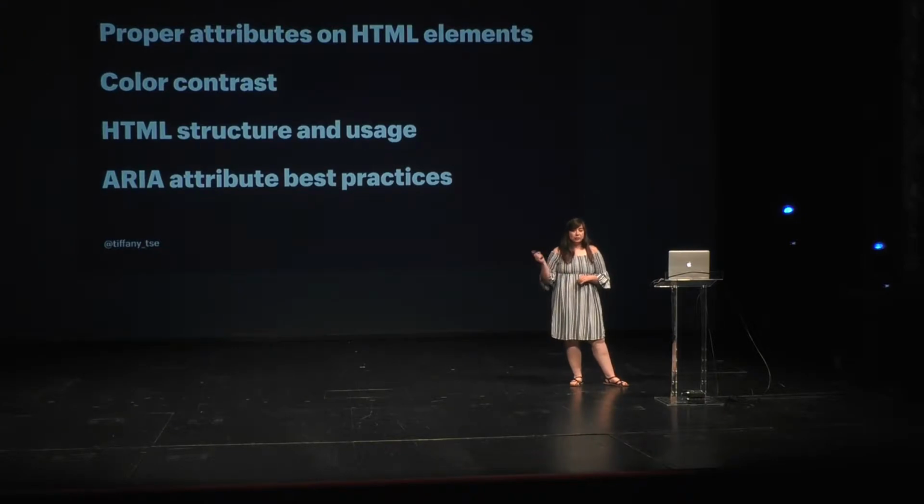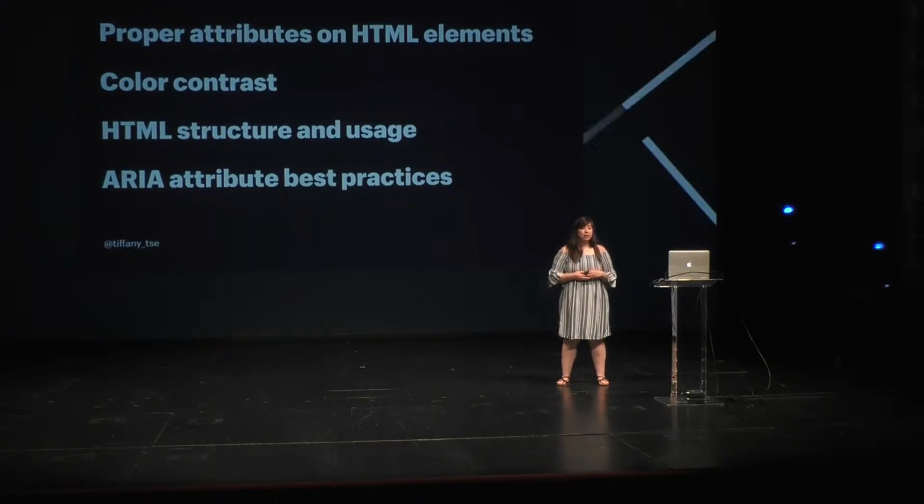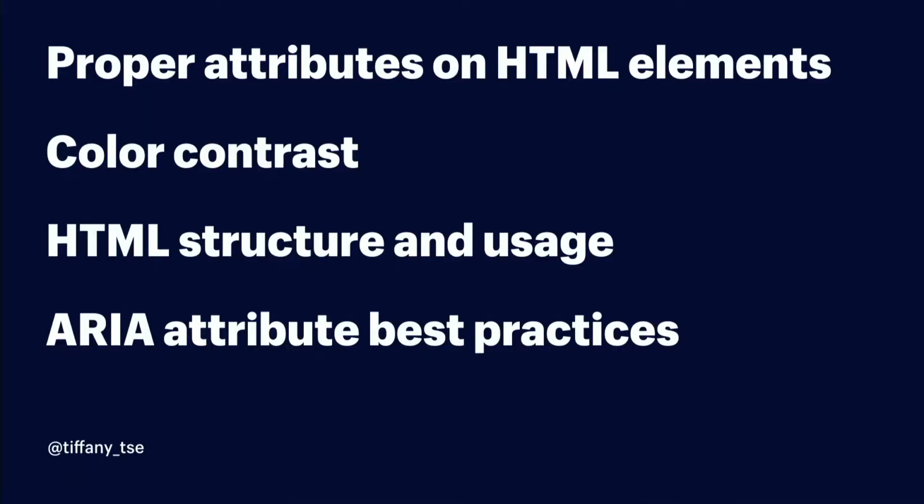Some of the things these tools audit against include, but aren't limited to, proper attributes on HTML elements. For example, images having alt attributes, color contrast, which analyzes body text against its background color, HTML structure and usage, which ensures HTML tags have the proper attributes on them, ARIA attributes that follow best practices.